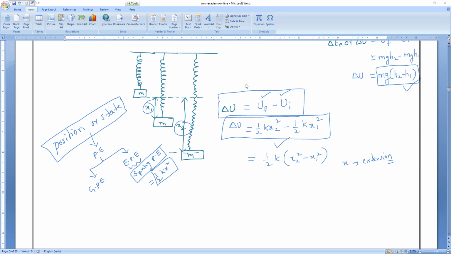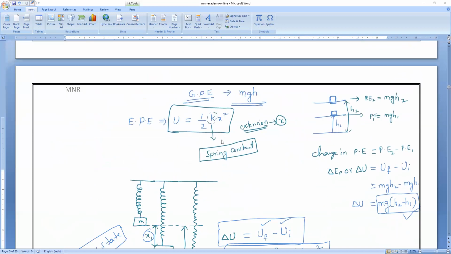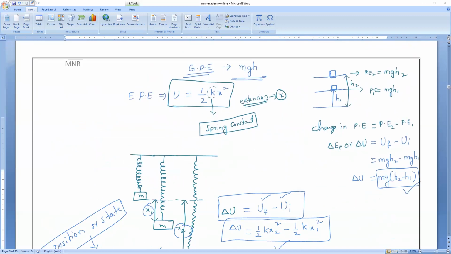Elastic potential energy depends upon the nature of the substance, that is, how much it can extend. It is by virtue of the state. The state is changing, the position is changing from here to here. So this is what we have about potential energy, the derivations and the change.